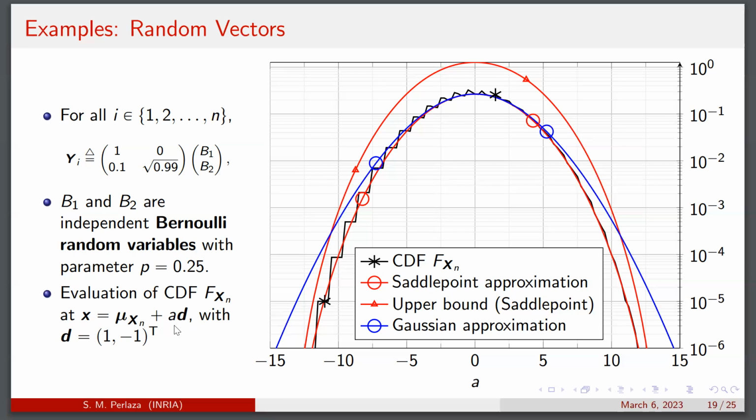So we are going to change the value of a so that we get away from the mean, through that direction vector. And then what we see is the behavior of the Saddlepoint approximation and the Gaussian approximation. When a is equal to 0, so exactly at the mean, the approximation is good. The Gaussian approximation becomes extremely bad far away from the mean, whereas the approximation that we have shown is actually a very good approximation, and so is the upper bound.